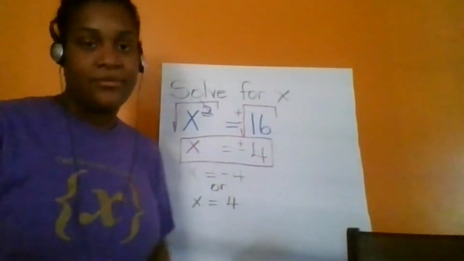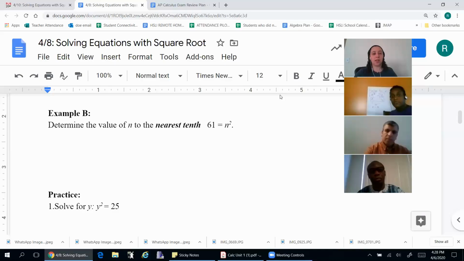Okay, now I'm going to do another example. I'm going to do this on the Google Doc so you can see. You can write it by hand like Miss Taylor did, or you can write it directly in the Google Doc. This says, determine the value of n to the nearest tenth in 61 equals n squared. Just like Miss Taylor showed us, whenever we see n squared, we have to use the inverse of square, which is the square root. Very nice.